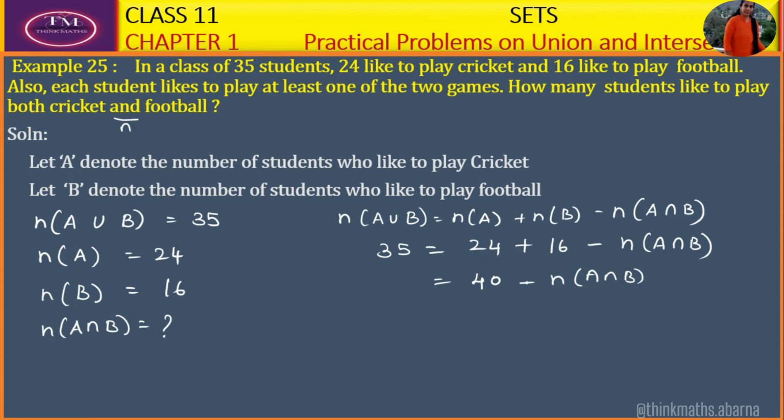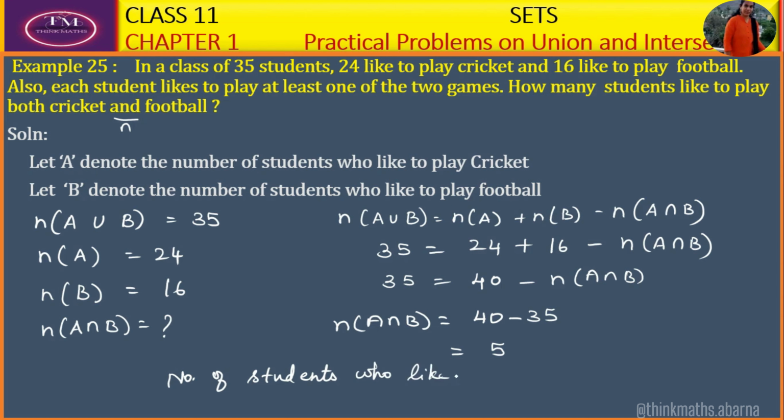Now this is in negative sign. So bring this to the left hand side. So it will become positive. So n of A intersection B will be equal to, in the left hand side we have 35. Already in right hand side 40 is there. This 35 will become minus 35 as we change the sign. So 40 minus 35 is 5. That is, number of students who like to play both cricket and football is 5.